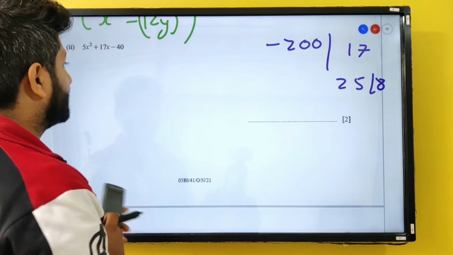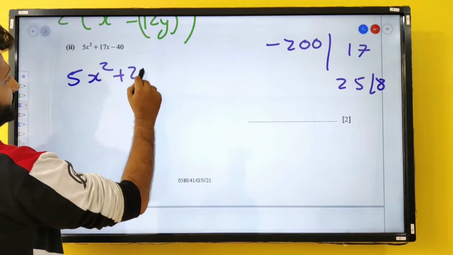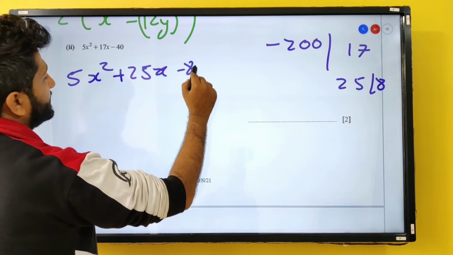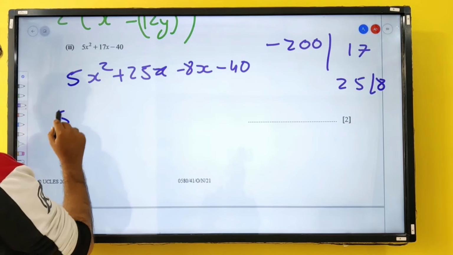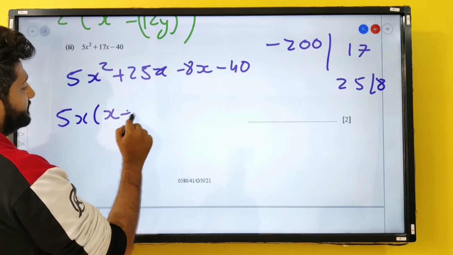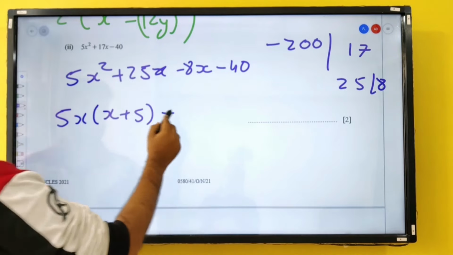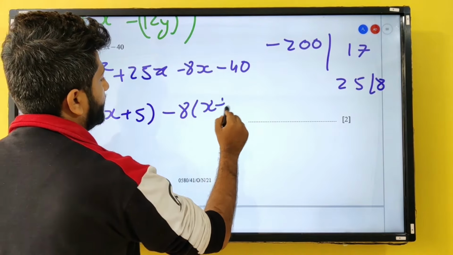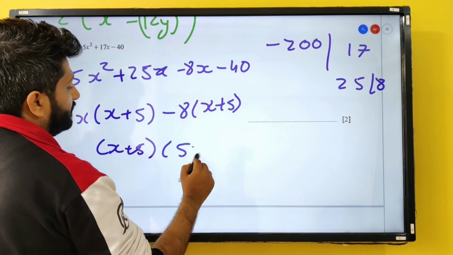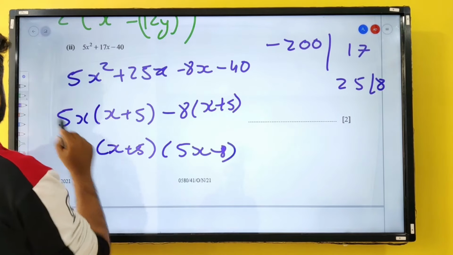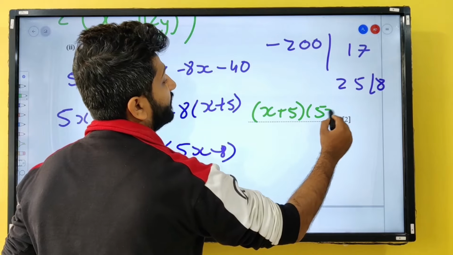But if I want plus 70, then I will use 5x square plus 25x minus 8x minus 40. 5x common, x plus 5, minus 8 common, x plus 5. So x plus 5 into 5x minus 8 is my final answer.